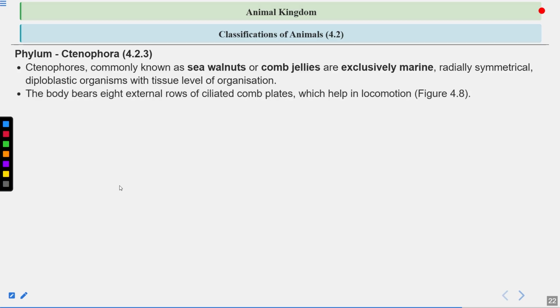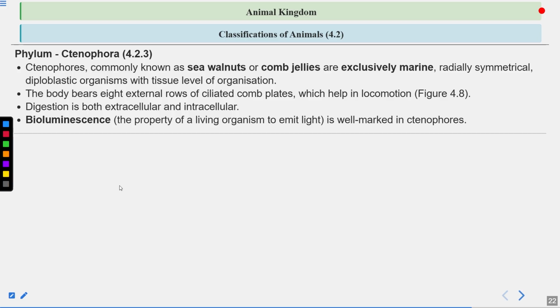The body bears 8 external rows of ciliated comb plates, which help in the process of locomotion. When you see the figure of one of the examples, Ctenoplana, you can see that they have the 8 rows of ciliated comb plates. And those ciliated plates help in the locomotion process. Digestion is both extracellular and intracellular.